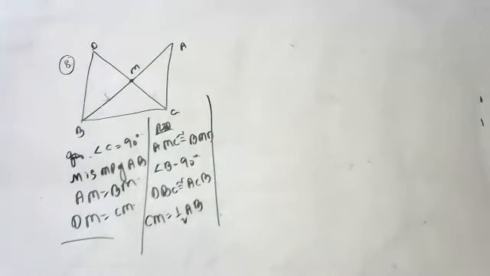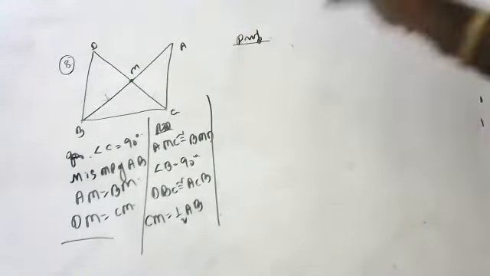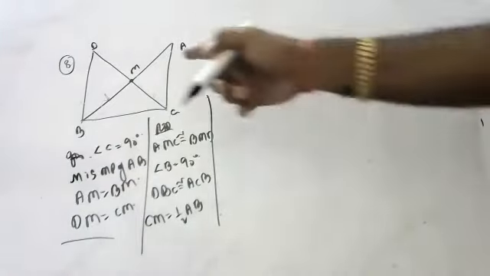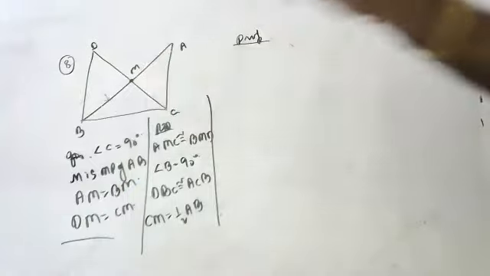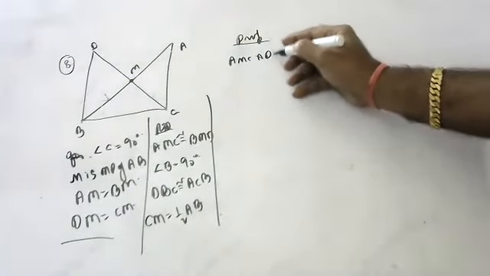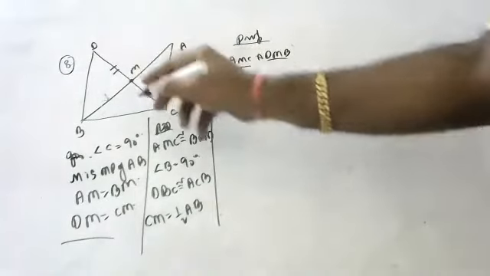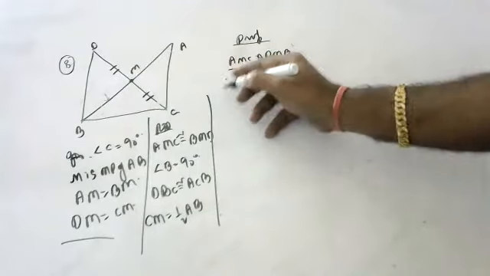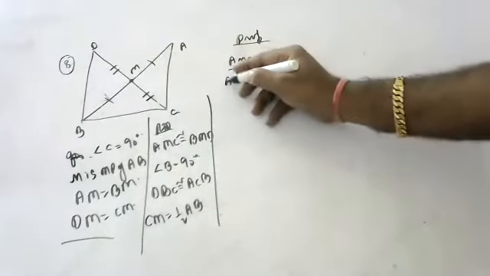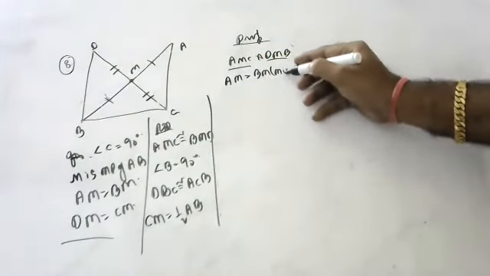Shall we start the proof, children? Yes, sir. See here. Okay, so first let us prove these two, children. So in AMC and DMB, children, DM is equal to CM. Why, children? AM is equal to BM. Why, children? Given. M is the midpoint. They only gave that M is the midpoint.